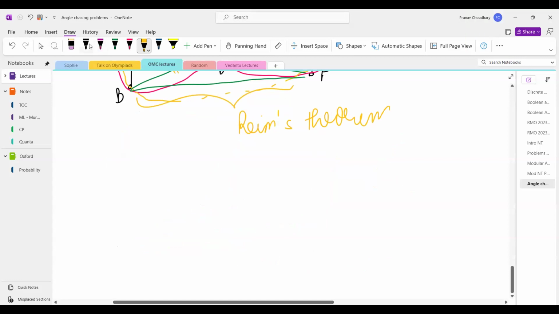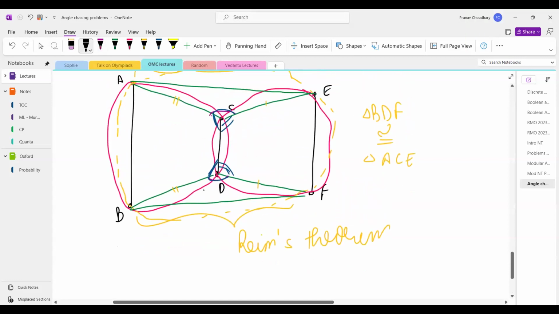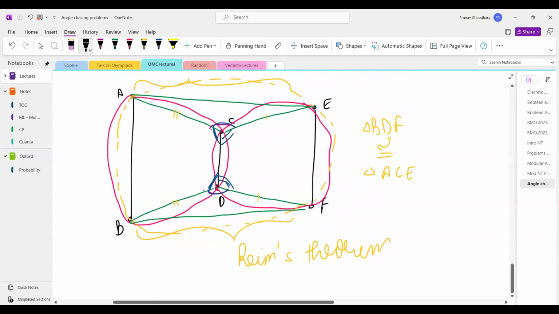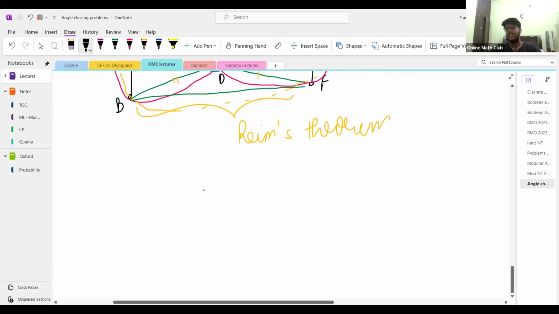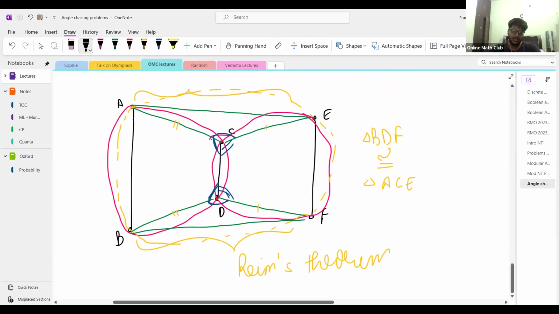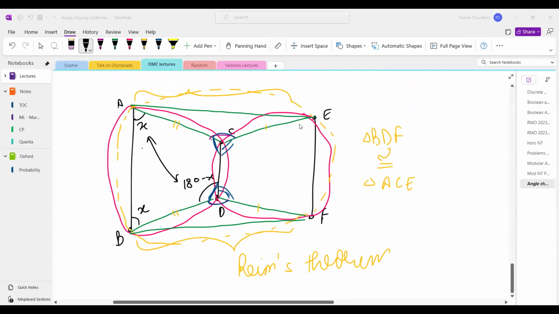Sir, can I say that an isosceles trapezium is also a cyclic quadrilateral? Yeah, I said that when I was giving the solution. Any isosceles trapezium is cyclic because you have this angle is x, this angle is also x, and by parallel lines, this angle should be 180 minus x. Since these two angles sum up to 180, it is cyclic.